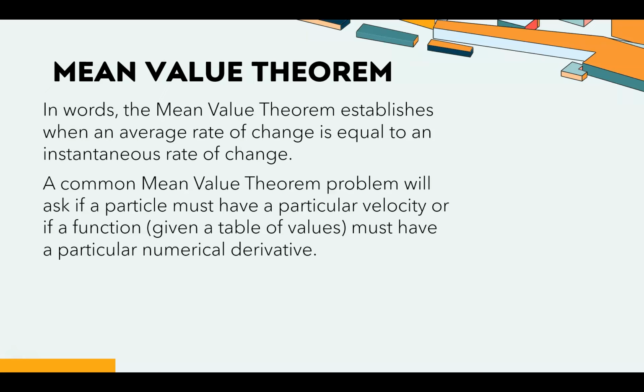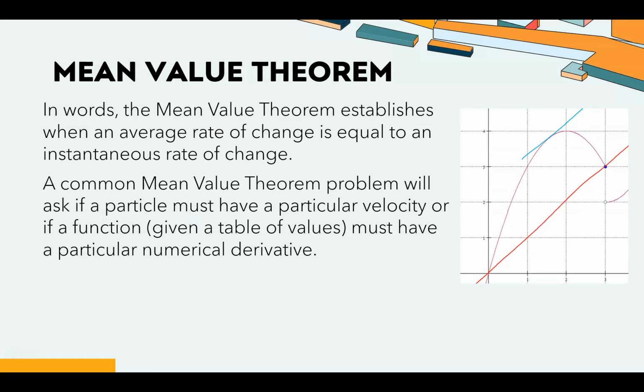So in other words, the mean value theorem establishes when an average rate of change is equal to an instantaneous rate of change. Usually with the theorem problems, you're not told, hey, use the mean value theorem. You'll have to kind of figure it out.